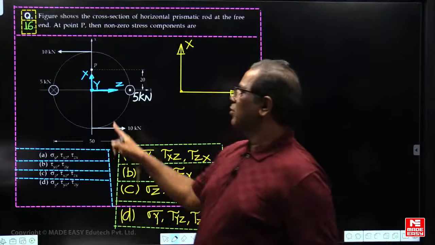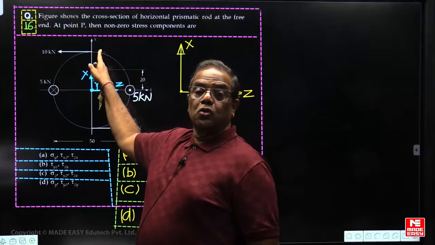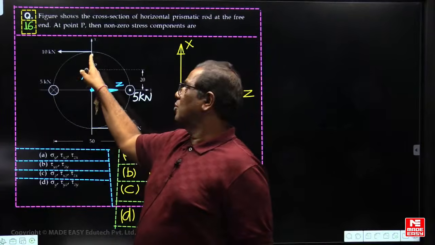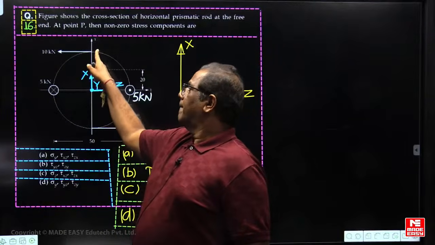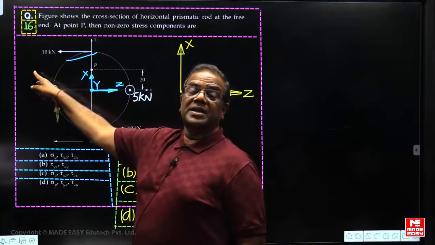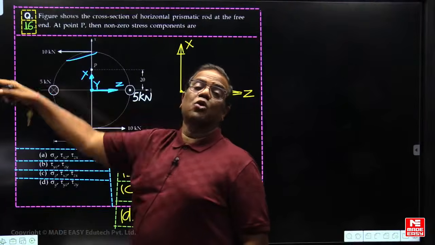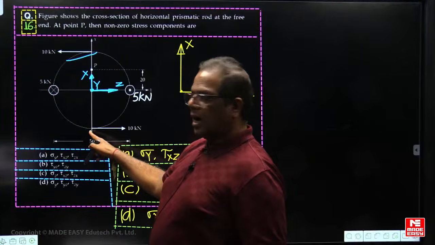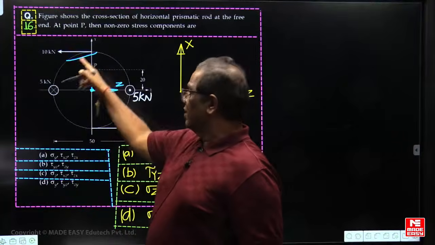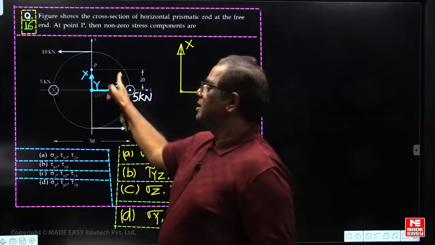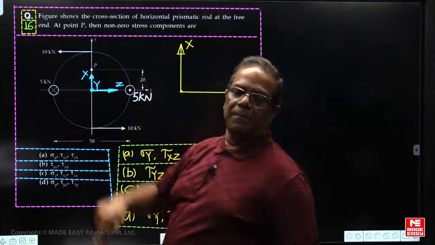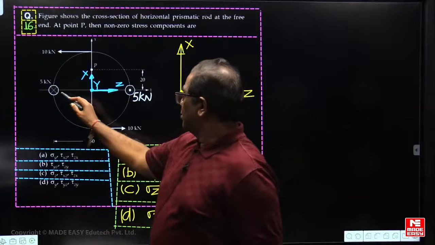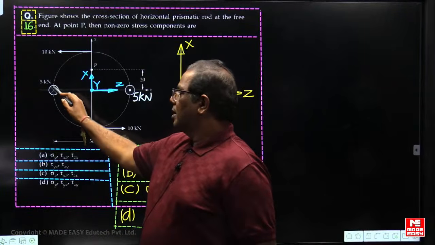Now it is loaded by what? Two horizontal eccentric transverse shear loads at the top: 10 kilonewton towards the left side and 10 kilonewton towards the right side. Now these two will form a twisting couple. Now what about this? Cross.